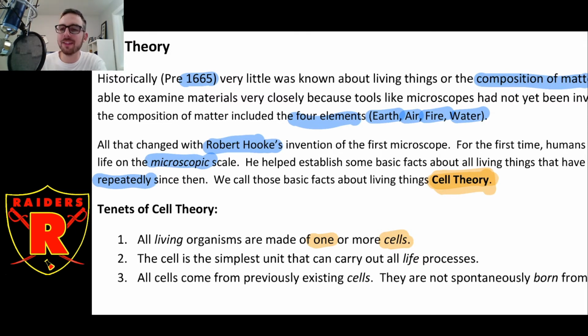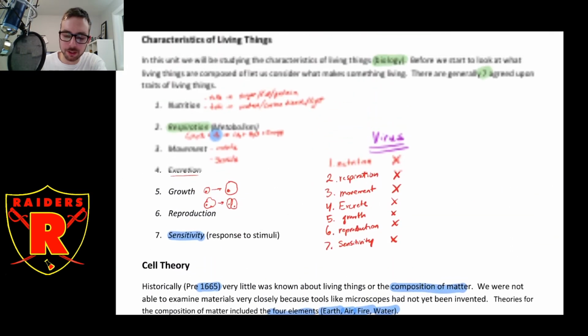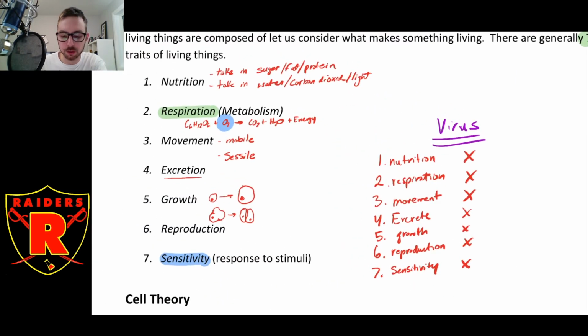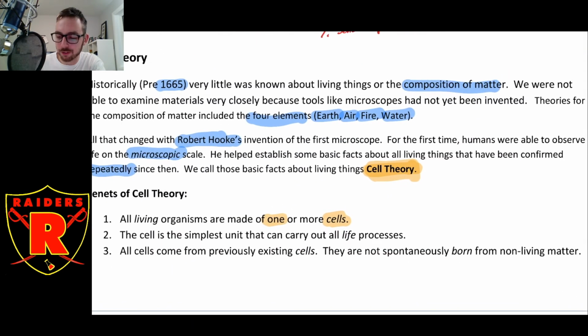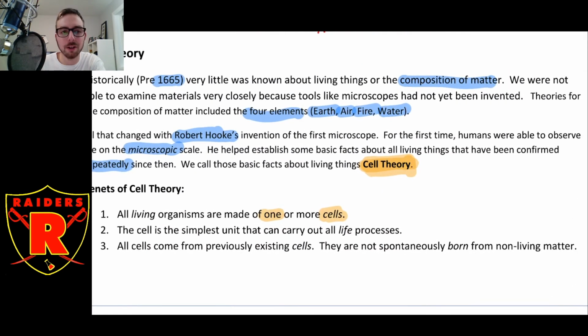So anything that you can think of that exhibits all of these things, nutrition, respiration, movement, excretion, growth, reproduction, and sensitivity, pretty much anything, well, I shouldn't say pretty much, everything you can think of that exhibits all of those is made out of cells. We have never found an exception to that rule. All living things are made out of cells. So that's the first thing that we've noticed and have repeatedly confirmed.